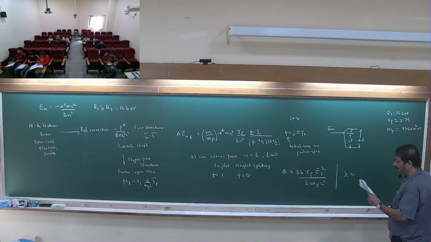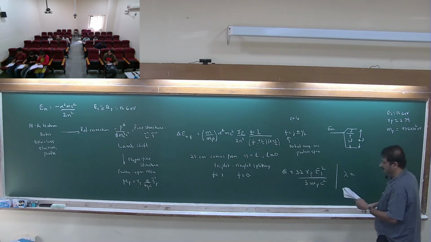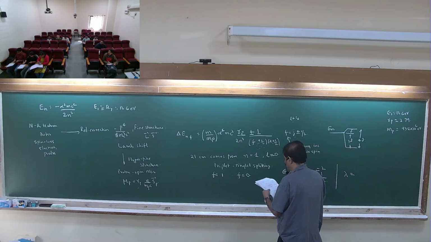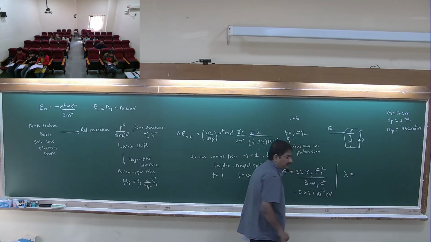So for lambda, we need to do the following. I get epsilon equal to 5.87 times 10 to the minus 6 eV. Do you all get the same thing?